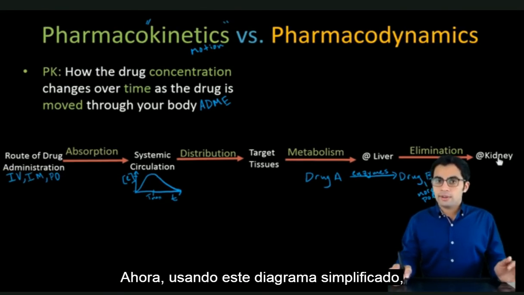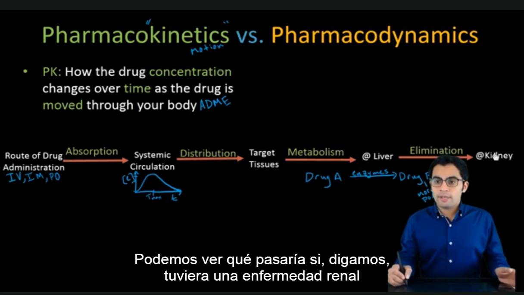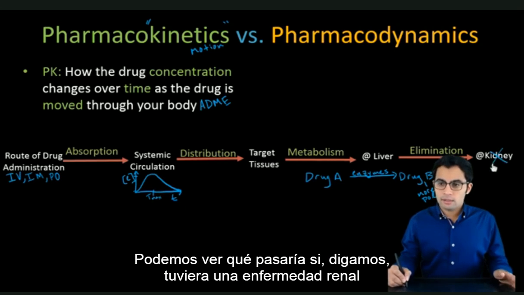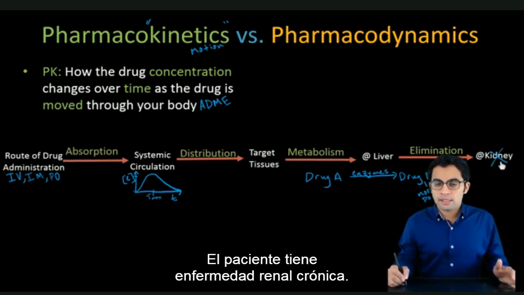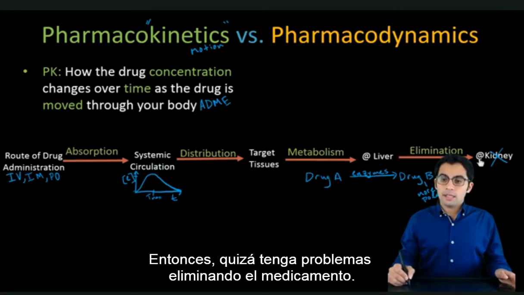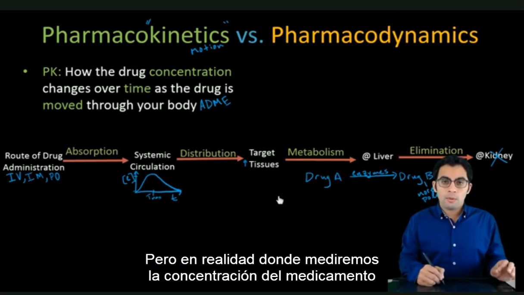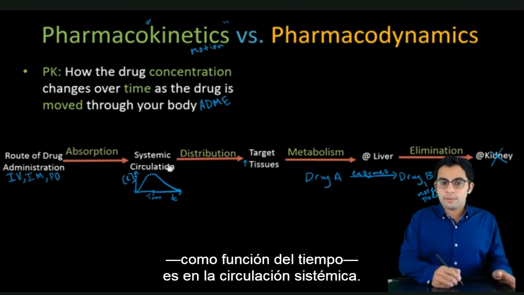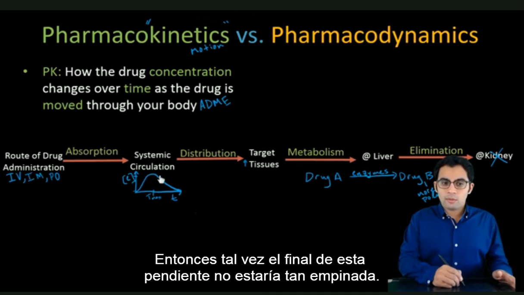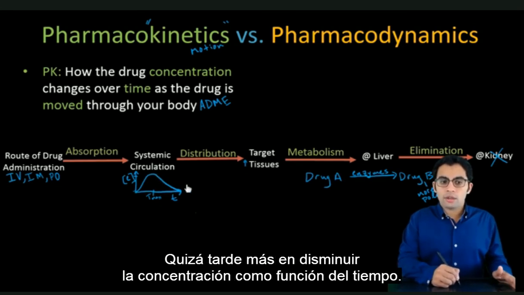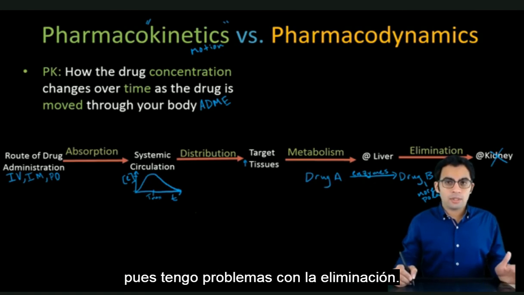Now, using this simplified diagram, we can kind of see what might happen if, let's say, I have kidney disease. Patient has chronic kidney disease, let's say they're diabetic. Well, then they might have problems eliminating that drug. Therefore, I might see an increased concentration at the target tissues. But where we actually measure the drug concentration as a function of time is in the systemic circulation. So maybe the tail end of this graph wouldn't be so steep. It might take longer to decrease the concentration as a function of time because I've got problems with elimination.